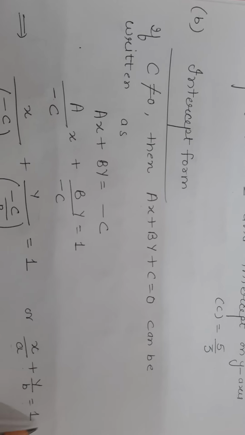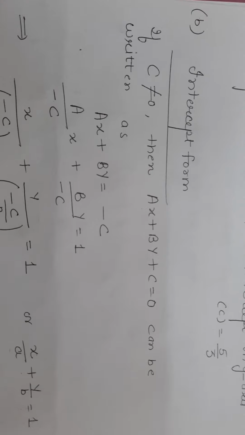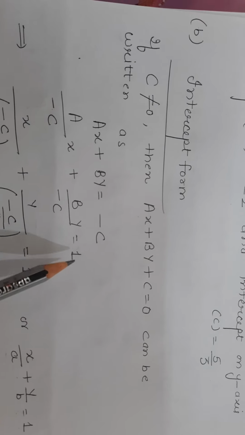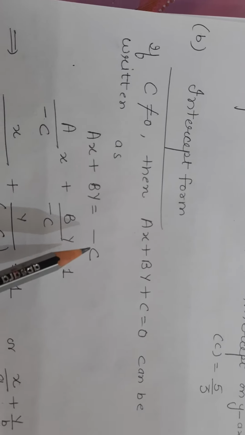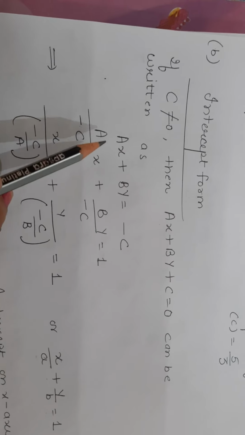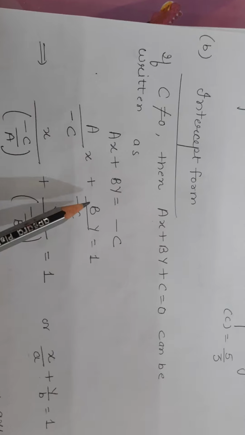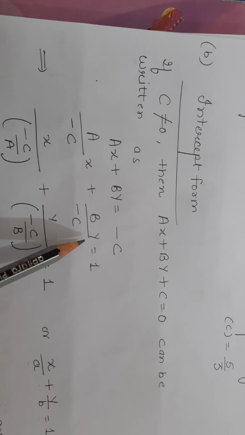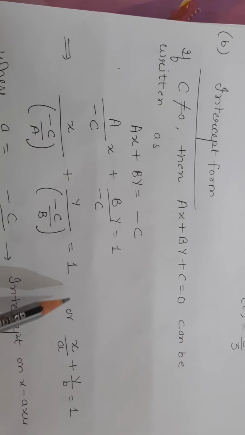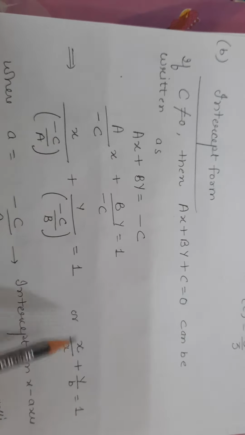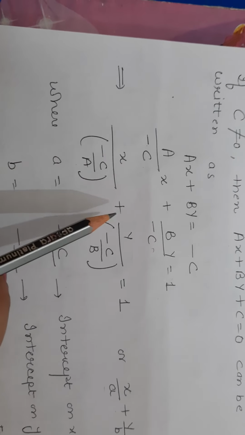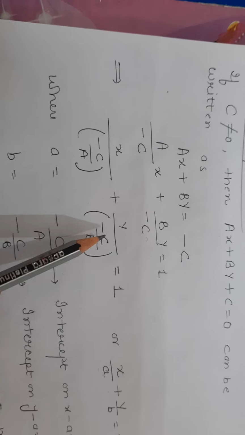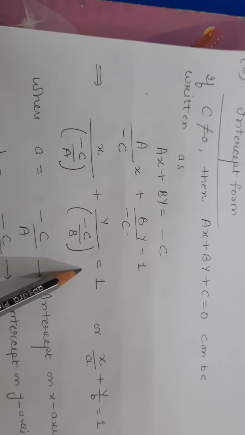For this, we need to have the constant 1 on right hand side. And it should be positive. So that means you are going to divide by minus c on both sides. So this is a upon minus c x plus b upon minus c y equal to 1. Or this equation can be rewritten as x upon minus c by a plus y upon minus c by b. This is equal to 1.